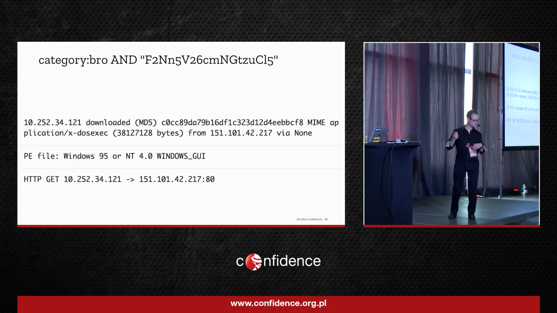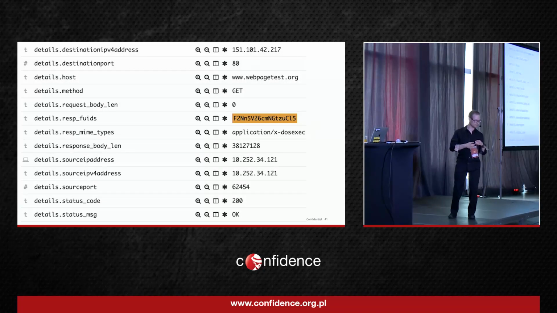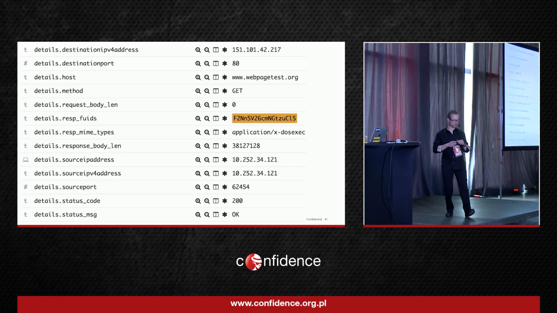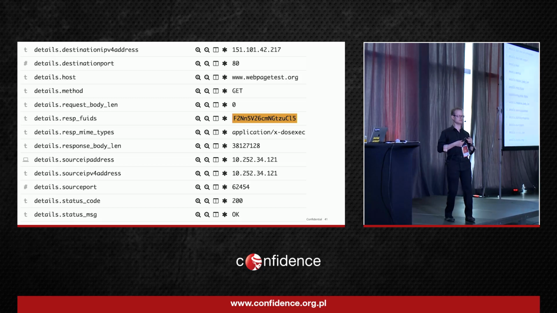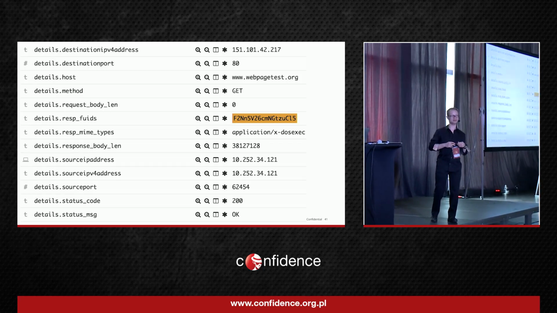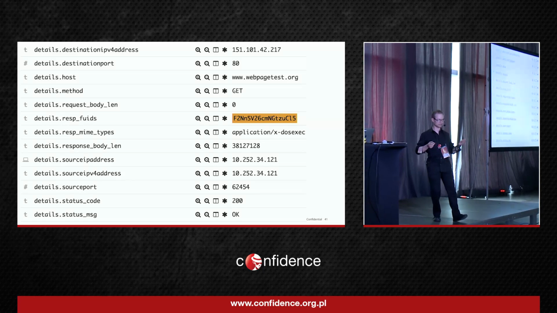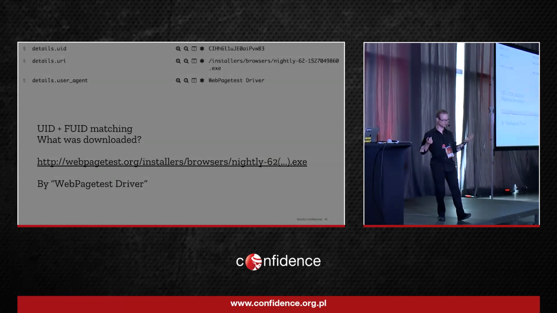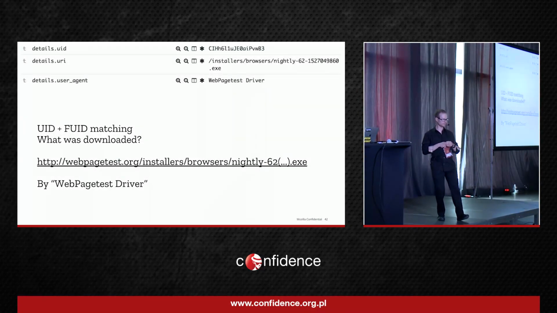Okay, let's see what else we have here. So I pivot to the HTTP log, and the HTTP log tells me the suspicious UPX file was downloaded from something called web page test. I don't know what web page test is, but at least I know who did what. And unfortunately, if you take a look at the URL that was also recorded by our system, it is a path to the nightly browser.